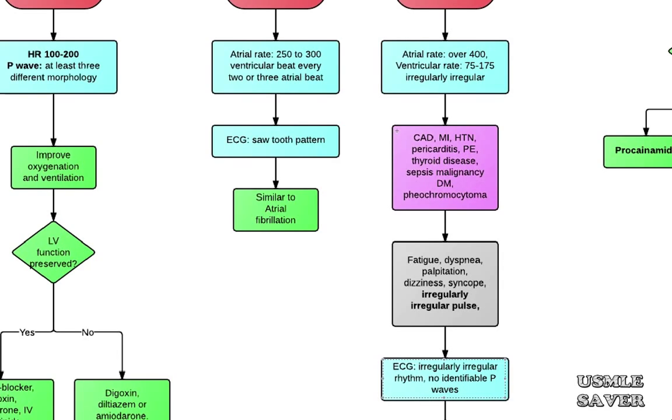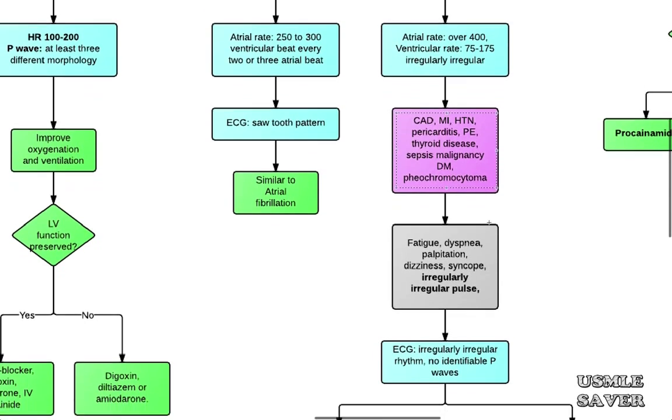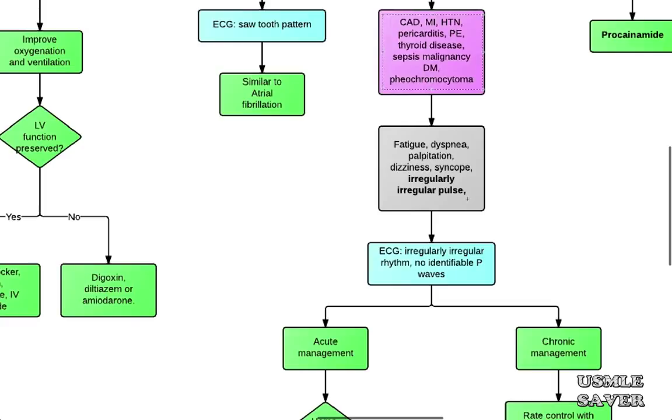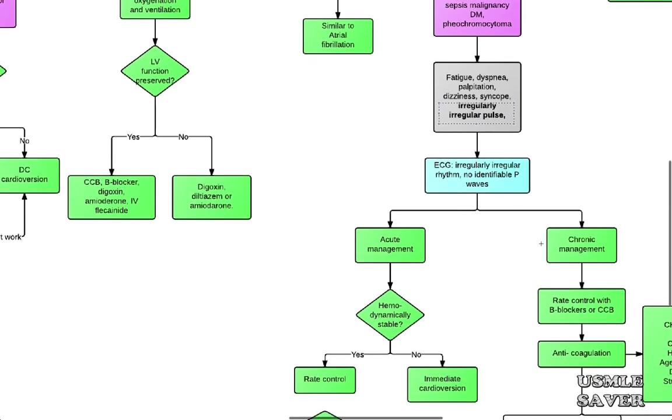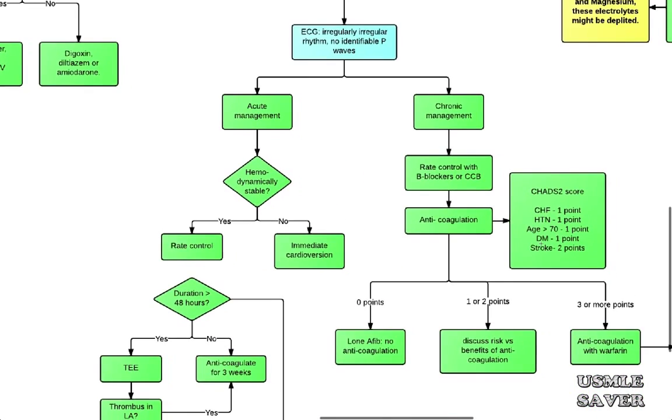AFib is mainly due to coronary artery disease, MI, hypertension, pericarditis, PE, thyroid disease, sepsis, diabetes, and etc. Patient will present with fatigue, dyspnea, palpitation, dizziness, but all these symptoms are non-specific. You can have many diseases with these symptoms, but the main difference is irregular pulse. Let's move to management. So I broke it down into acute management and chronic management.